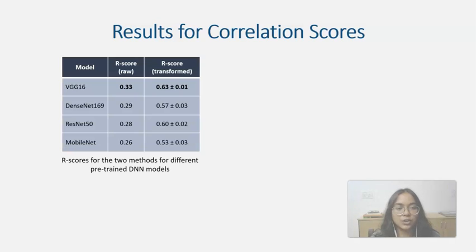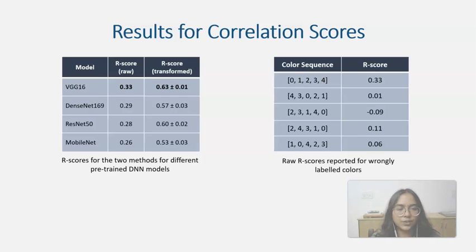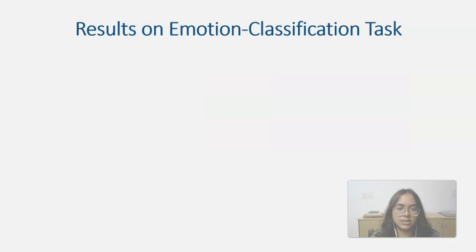The R-scores for the 2 methods presented for different DNN models. The raw similarity-based model shows moderate correlation scores, and the scores increase with transformed similarities. R-scores for the first model for wrongly labeled colors. The R-score reduces for the wrong color sequences.